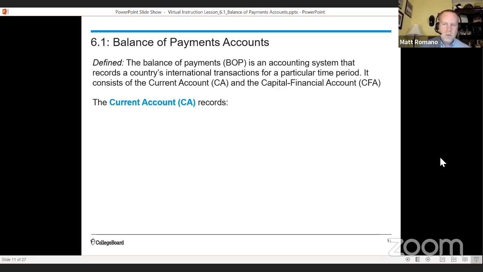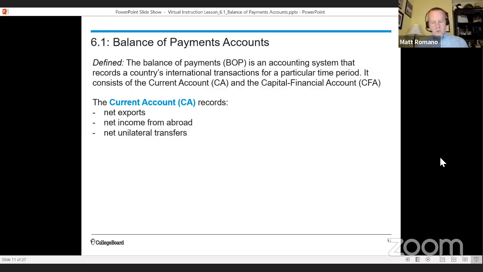So a lot of people are probably more familiar with the current account. Here's why. This is where we record net exports. And again, a reminder of what net exports are. That's exports minus imports. Ultimately, we're talking about the purchase and sale of goods and services between countries. That's the bulk of the current account, the balance of trade represented by net exports, but also net income from abroad and net unilateral transfers.